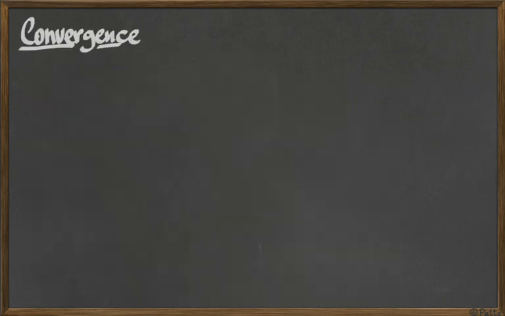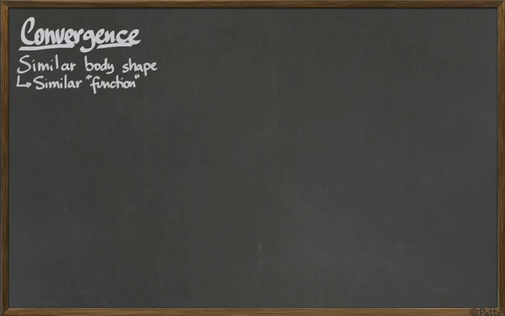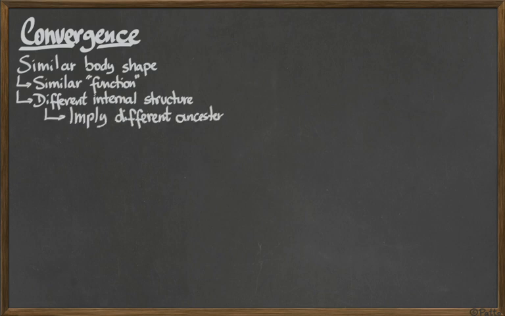Okay, another idea on body shape is quite the opposite of radiation, one ancestor going in different directions. It's convergence, different ancestors, but all of them ending up in similar solutions. So similar overall body shape, similar in function, similar in the way that they look, but different internally, different in the basic structure of the body. Okay, so that implies different ancestors evolving to the same function.